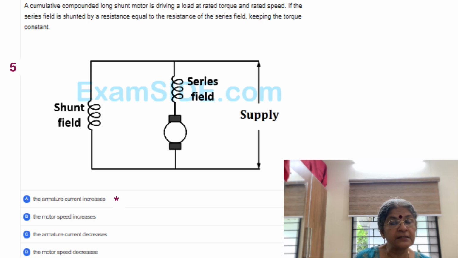So since the flux is reducing, the back EMF is also reducing because it is being shunted. So now we have to provide extra voltage, and that has to be taken care of by having an extra current flowing through the resistors, such that the applied voltage, because it's remaining constant, can be taken up by the armature resistance. So we are having armature current increasing as a result of this.